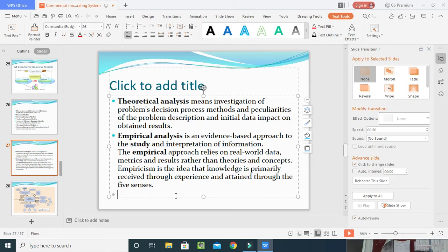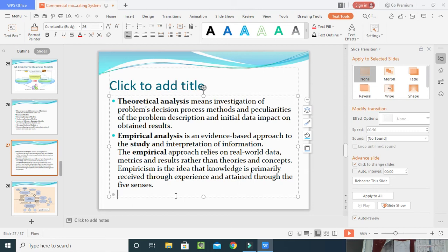Coming to the empirical analysis, it is an evidence-based approach to the study and interpretation of information. Whatever information there is, we are going to take an evidence-based approach to study the interpretation of the data we have. With the help of that, we will study and try to find the evidence of that approach. Another thing, it relies on real world data.